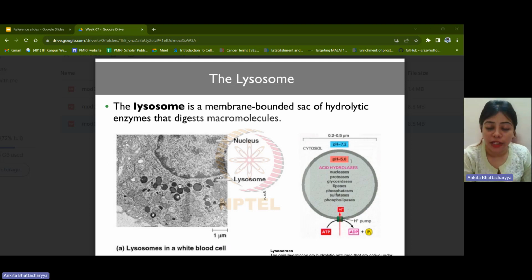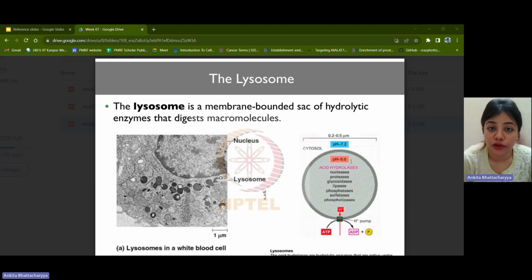And the type of enzymes present within the lysosome include acid hydrolases, of course, because of which the pH is quite critical. Apart from that, we have nucleases, proteases, glycosidases, lipases, phosphatases, sulfatases, and phospholipases as well. You can see that the dimension of the lysosome is somewhere around 0.2 to 0.5 microns, and it is quite enriched in proton pumps. The reason being that the pH is so crucial for the lysosome to function, so it needs to maintain that pH.